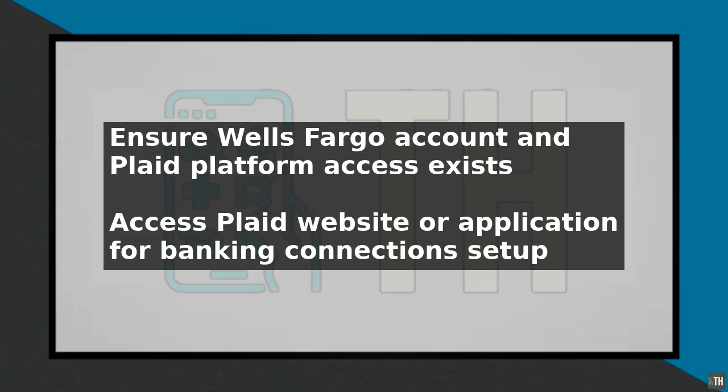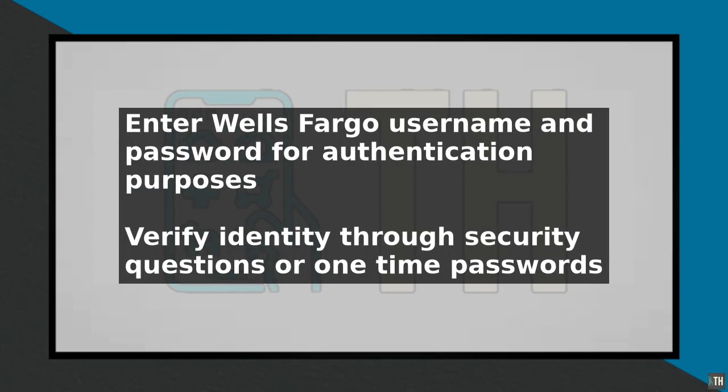Begin by going to the Plaid website or the application that uses Plaid for banking connections, such as a budgeting or investment app. Click on the link or button to add a bank account. Then search for Wells Fargo in the list of supported banks. Select Wells Fargo and you will be redirected to a Wells Fargo login page.